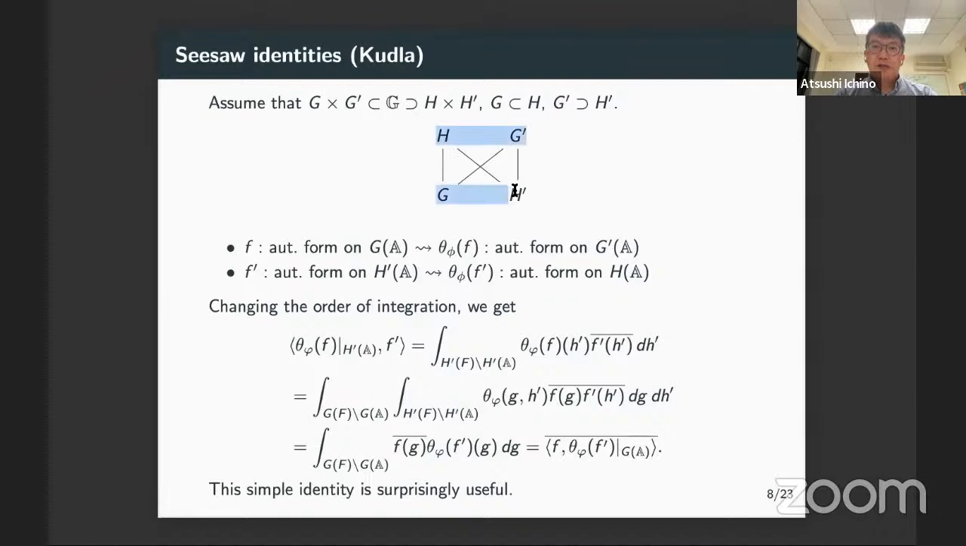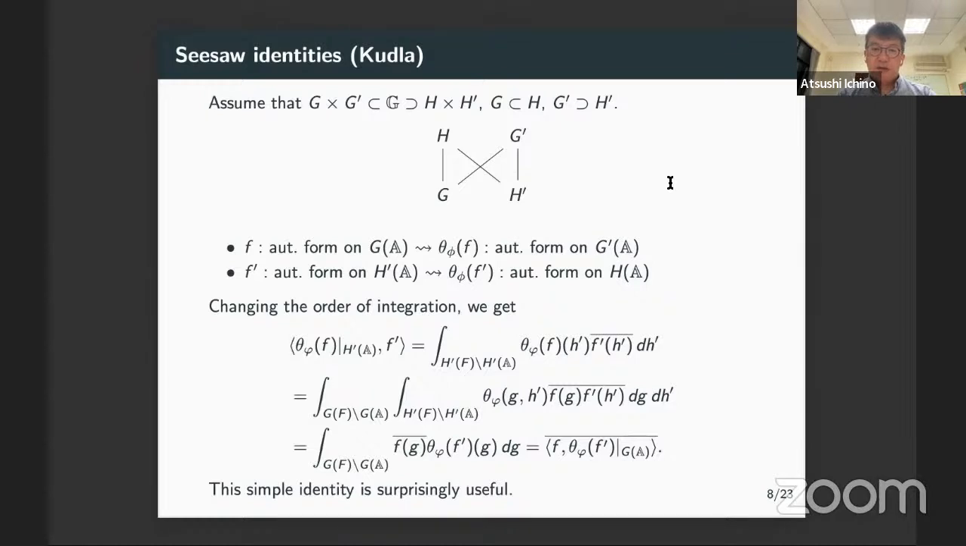Here, the vertical line means containment, and the diagonal line means this pair of classical groups. If f is an automorphic form on G, then its theta lift theta f is an automorphic form on G prime. Likewise, if f prime is an automorphic form on H prime, then its theta lift theta f prime is an automorphic form on H. Then we are interested in the pairing of theta f restricted to H prime against f prime. This pairing is just an L2 pairing, defined as an integral over H prime of theta f and f prime.